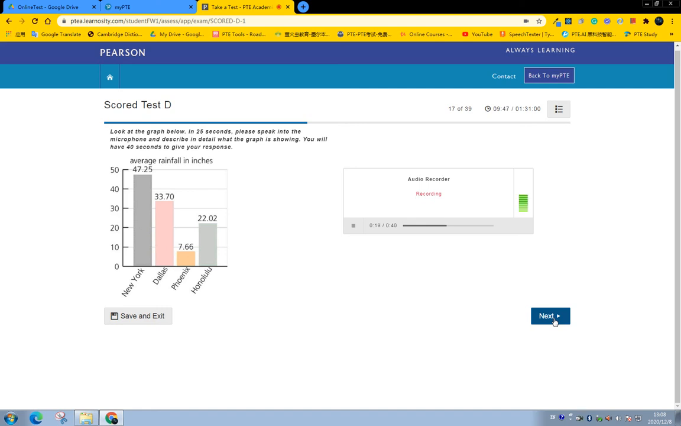For Phoenix, by contrast, we can see 7 inches, which is the smallest figure. If we look at Honolulu, we can see 22 inches, which is higher than Phoenix. Overall, we can see different cities have different values of average rainfall in inches, which is hard to predict in the future.